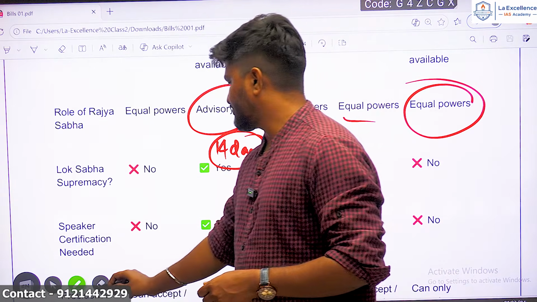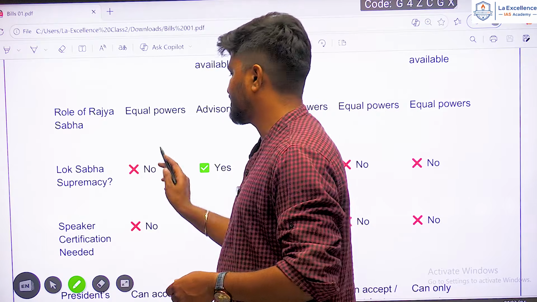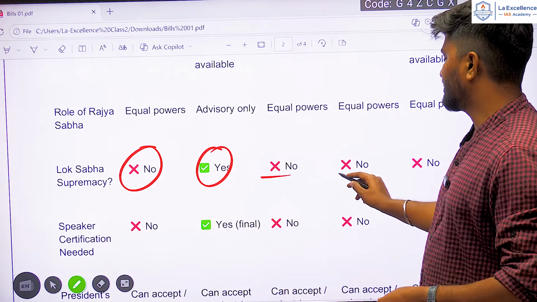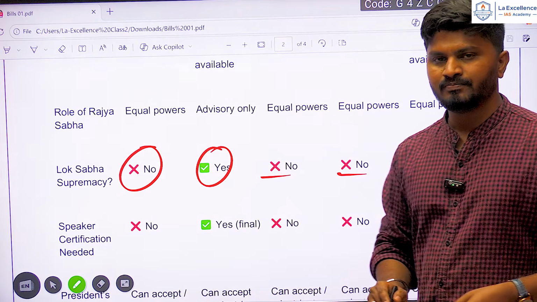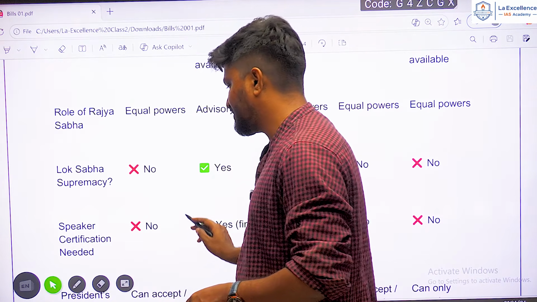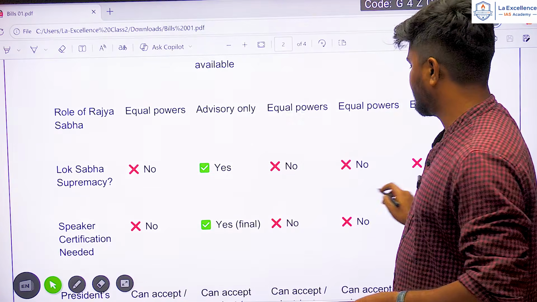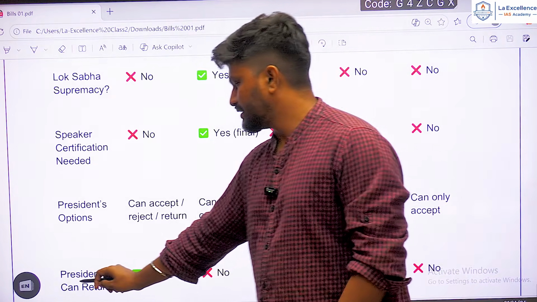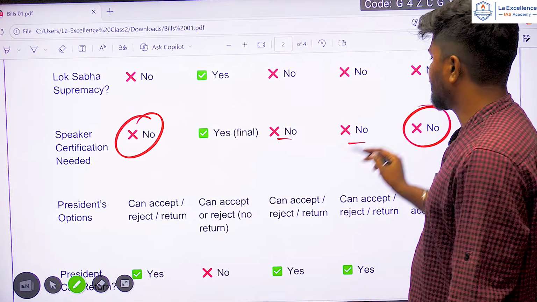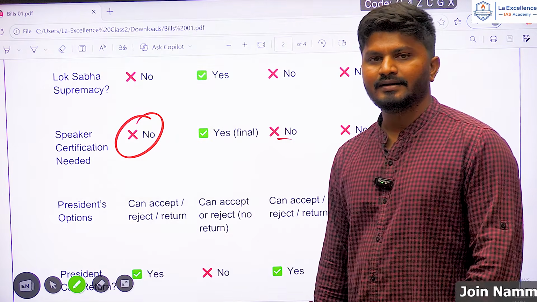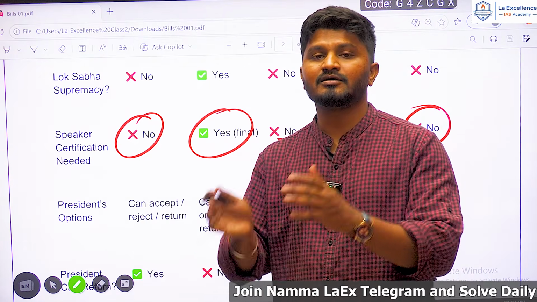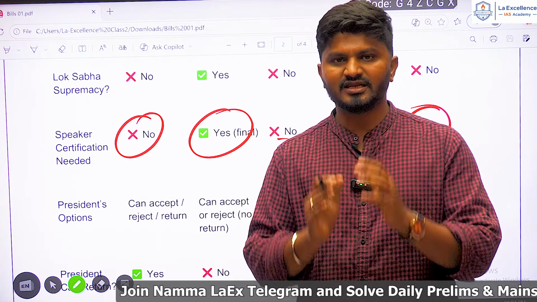Next, Lok Sabha supremacy. Obviously, there is no Lok Sabha supremacy with respect to ordinary bill, but in money bill, it is there. And in financial bill 1, financial bill 2 and constitutional amendment bill, there is no Lok Sabha supremacy. Next, speaker certification. Speaker certification after the bill is not needed in the ordinary bills. It is not needed in financial bill 1, 2 and also constitutional amendment bill, but it is a must in money bill. That is, speaker has to certify that this particular bill comes under money bill.